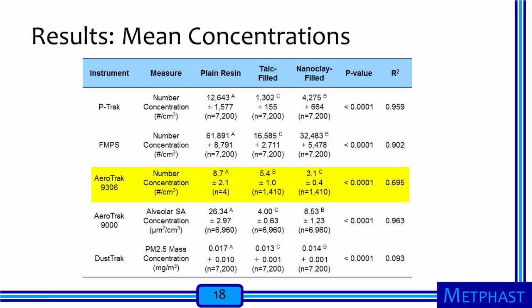For particles 300 nanometers in diameter and larger, the AeroTrak 9306 data showed that number concentrations were very low. This is consistent with the DustTrak observations, where we saw that mass concentrations during shredding were close to the background levels when the granulator was turned off.